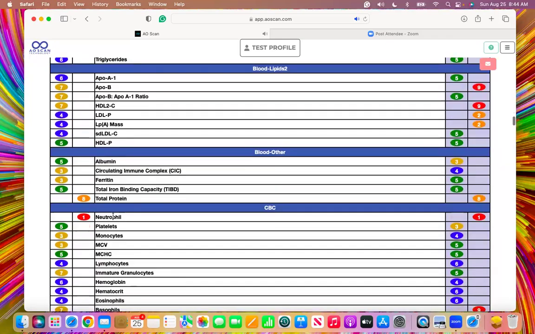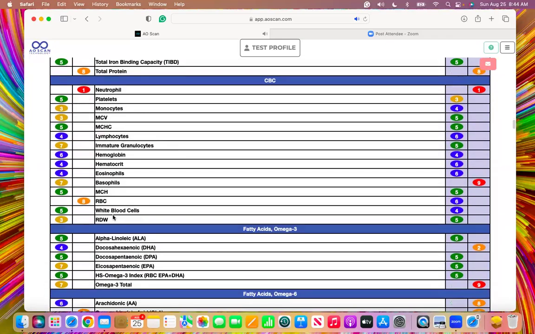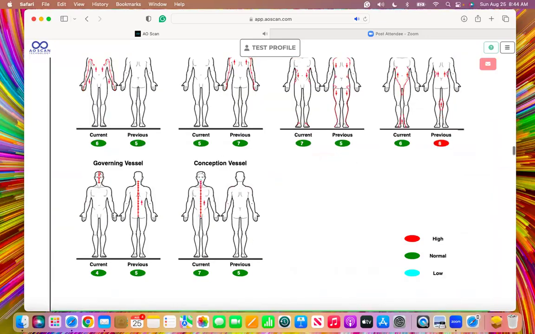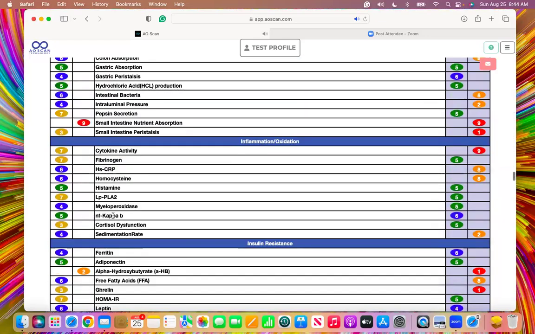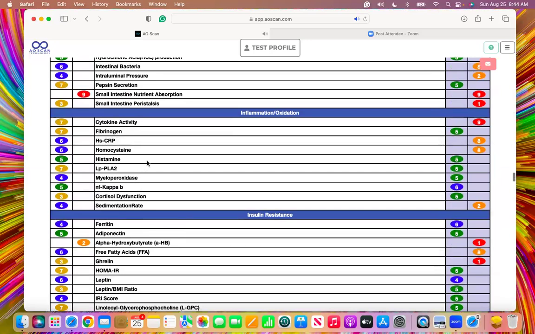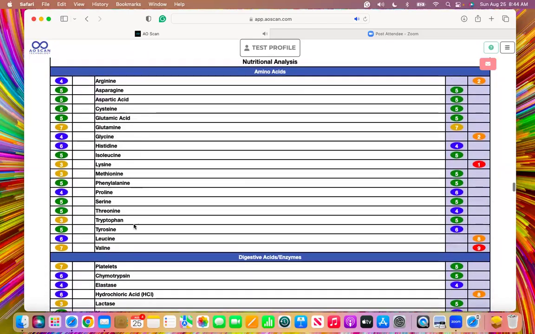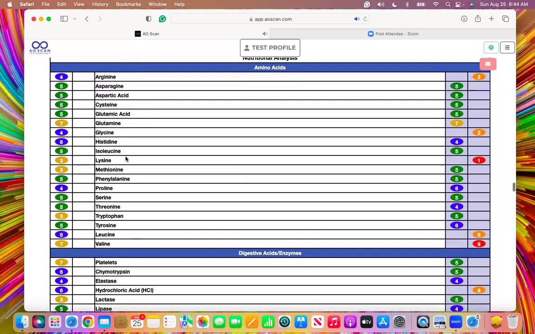Let's see. I should probably just go through the scan normally, like I normally do. Then I know where everything is. CRP, homocysteine. So already I'm thinking liver. Amino acids don't look too bad.